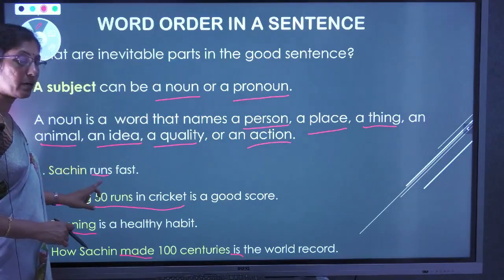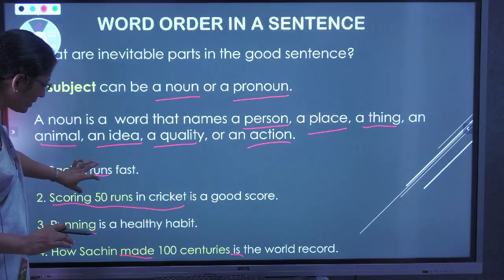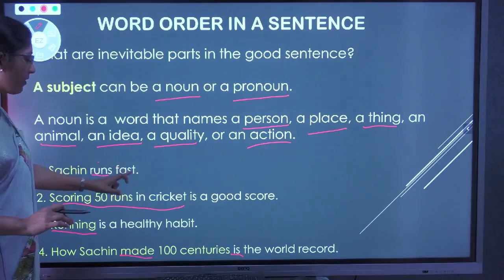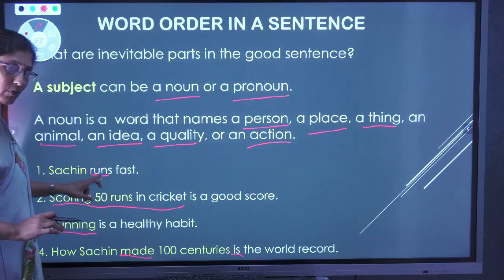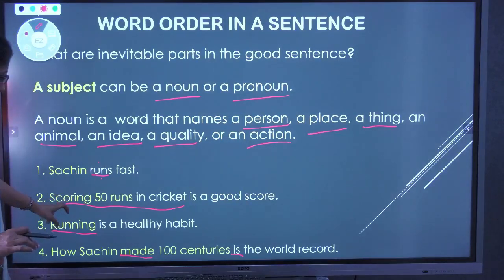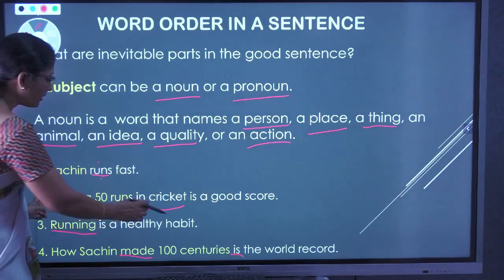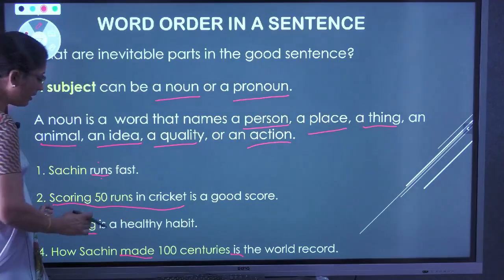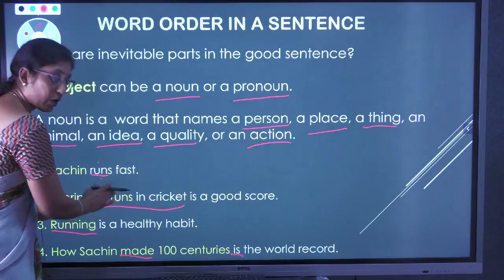Here, run. Run is a word. If it is placed in verb's place, it acts as a verb. Sachin runs fast. So the run is a word, but it is placed in verb's place. That's why it is acting as a verb. Here, scoring 50 runs in cricket is a good score. So this runs is placed in noun's place. That's why it is acting as a subject. It is acting as a noun.